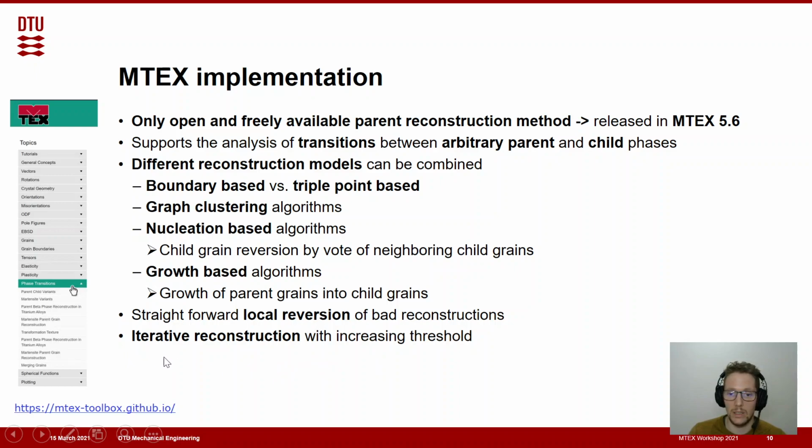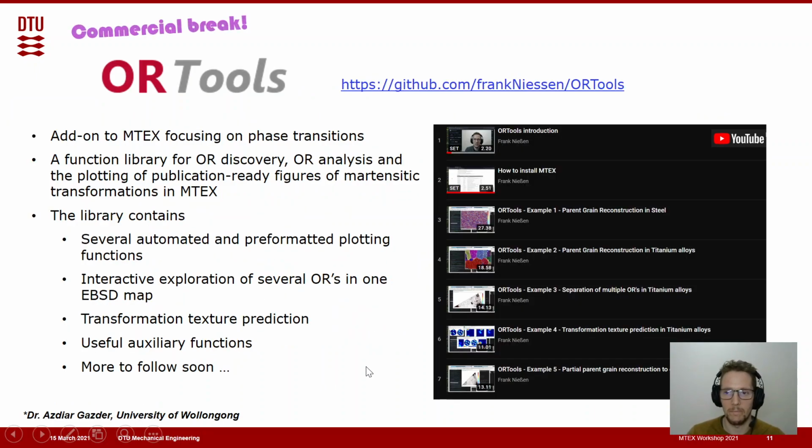And then in the end, an iterative reconstruction with increasing threshold. Yeah, that's basically what I just said. So we can actually iterate over maybe different reconstruction methods and then slowly increase the threshold to allow, let's say, worse results. So we start with something very good, then we let it grow a little bit, and then we use something different maybe to finish off the reconstruction. I'm going to show this later.